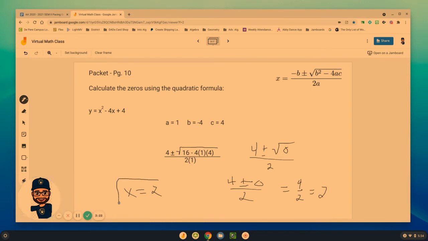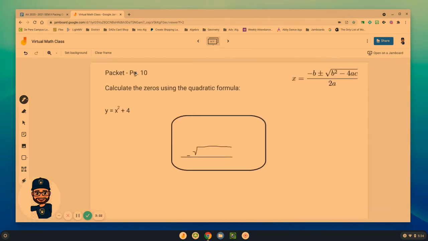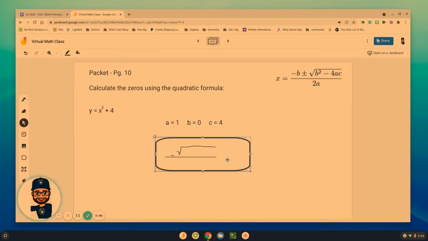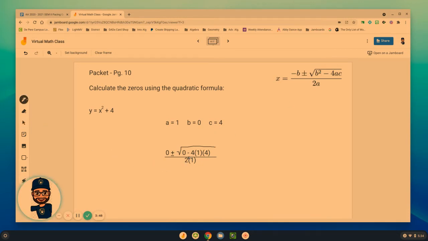So this time we got one real answer, exactly 2. On the previous slide, we got 2 real answers. Next one, calculate the zeros for y equals x squared plus 4. As you're noticing here, we have to find a, b, and c. A is 1, b is 0, c is 4. When we plug that into the quadratic formula, we should get 0 plus or minus the square root of 0 minus 4ac all over 2a, or 0 plus or minus the square root of negative 4 times 1 times 4, which is negative 16 underneath that square root, all over 2.